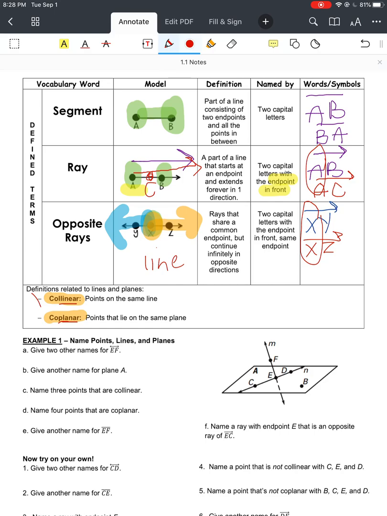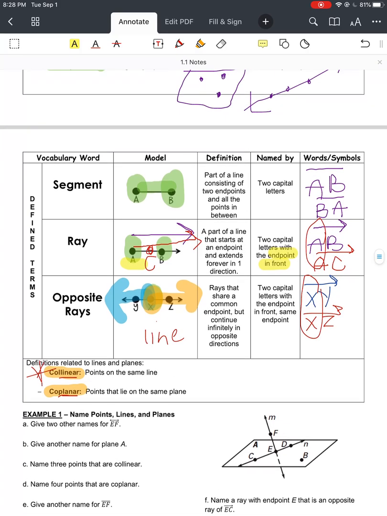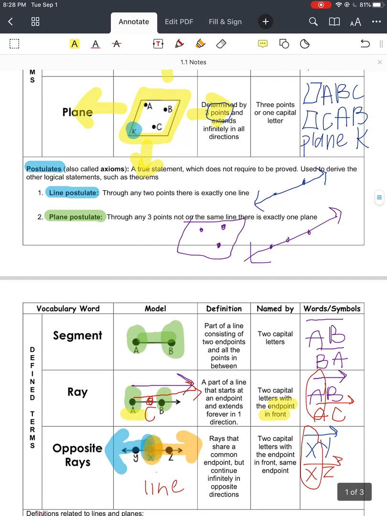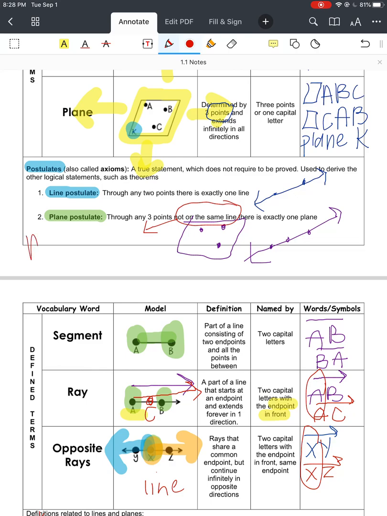The definition of collinear we could actually use up at the top. So collinear, points on the same line. Here for the plane postulate, where it says through any 3 points not on the same line, we could use the word not collinear. They can't be on the same line. So not collinear would be a good add-on to that definition. 3 points, not collinear, will make a plane.